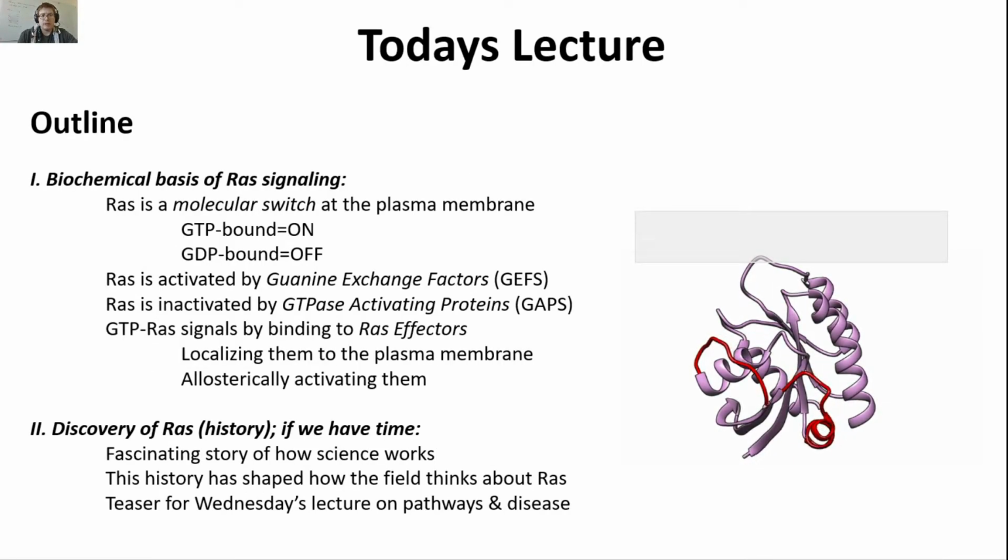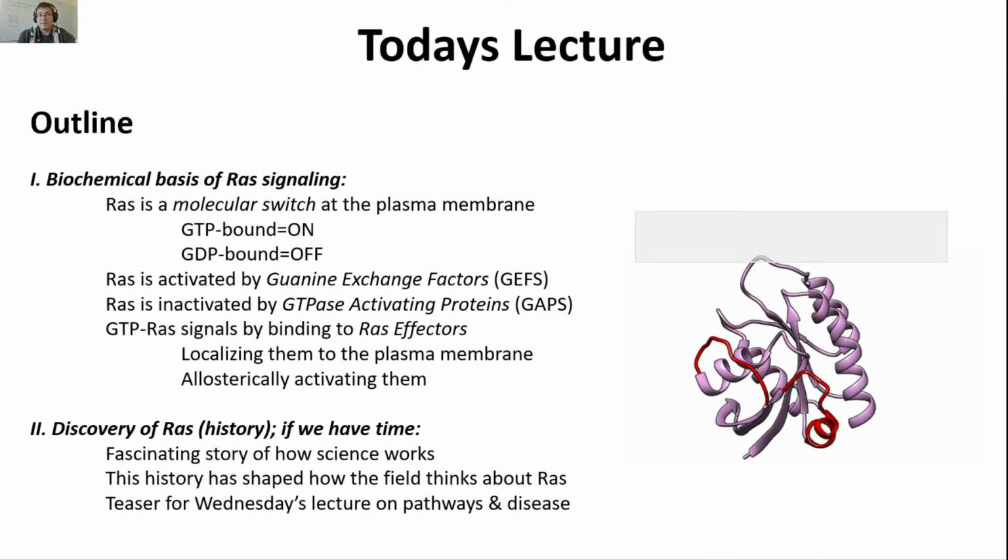For today, the main thing that I'm going to talk to you about is the biochemical basis by which RAS signals. By the end of the lecture, my hope is that you'll understand that, one, RAS is a molecular switch at the plasma membrane. When RAS is bound to GTP, this molecule is in an on state, and when it's bound to GDP, it's in an off state.